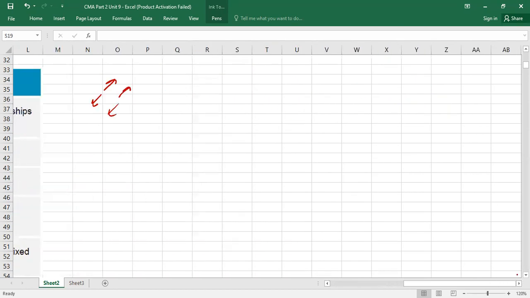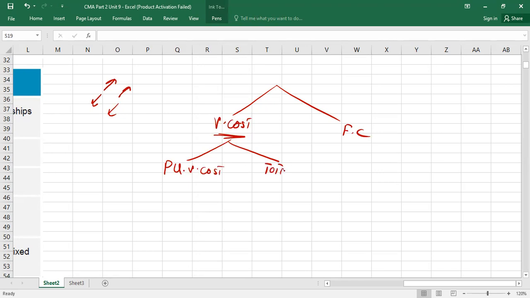Relevant range is the time span over which these things will happen. One thing is relevant to variable cost, and the second thing is relevant to fixed cost. Variable cost is the cost which will change with production. When your production increases, obviously variable cost will also increase. But which variable cost? Here we have two types of variable cost. One is called per unit variable cost, and the second is called total variable cost.